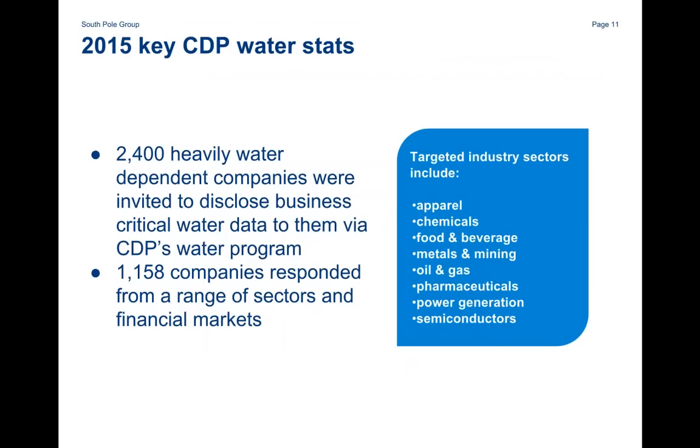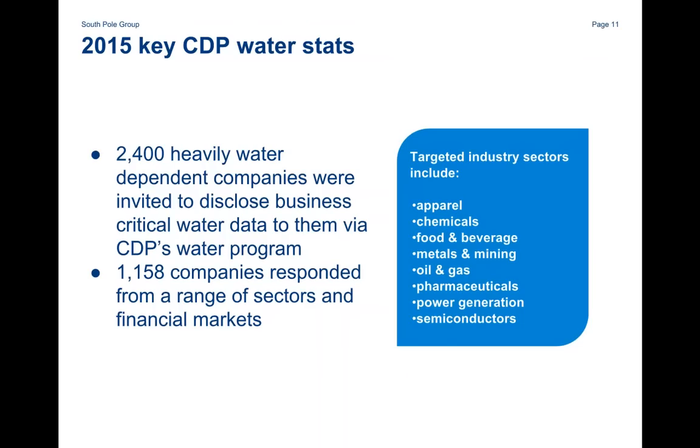So a few key stats from 2015, because this is what CDP does best often. In 2015, we invited 2,400 heavily water dependent companies to disclose business critical information to investors via our single standardized platform. As you can imagine, there's a huge efficiency to be gained there, because companies have to disclose once, and this information is then shared with a large number of individual actors.